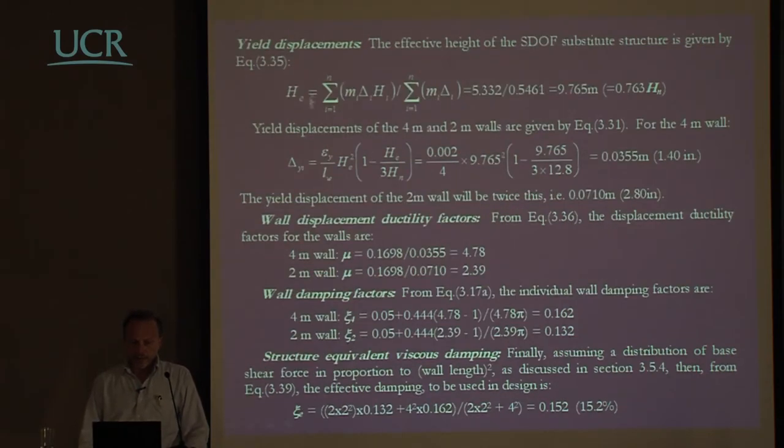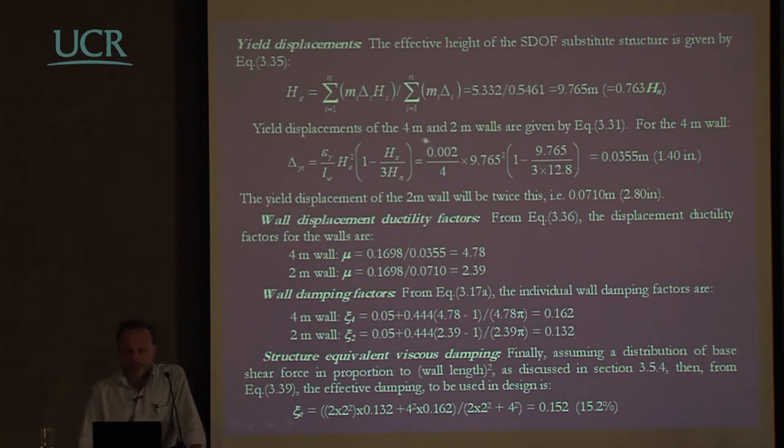The yield displacement at the effective height of the structure is given by the equation where you put the mass multiplied by the displacement multiplied by the height and divide by the sum of mass times the displacement, and you will obtain that the equivalent height is at 9.765 meters, which is approximately 0.76 of the total height. Of course, instead of doing that, you could have assumed an approximate height, and you would have been making a small mistake because you would have been assuming something in the range between 0.7 and 0.77 or something like that.